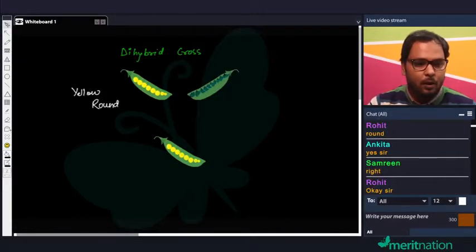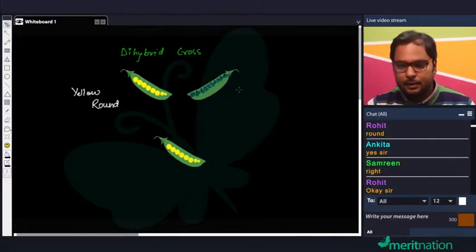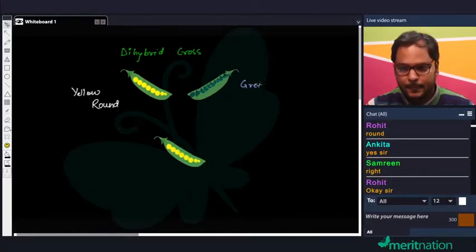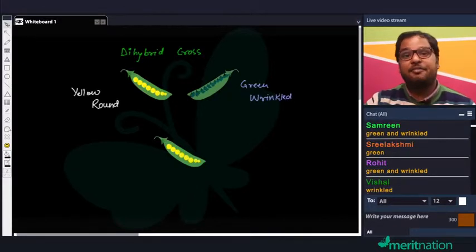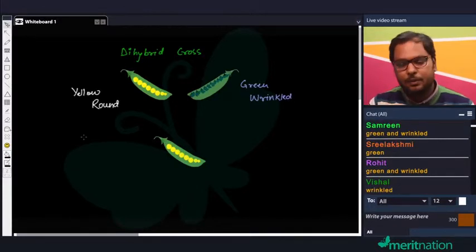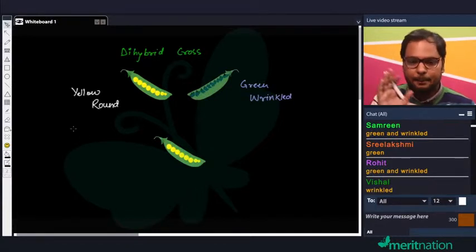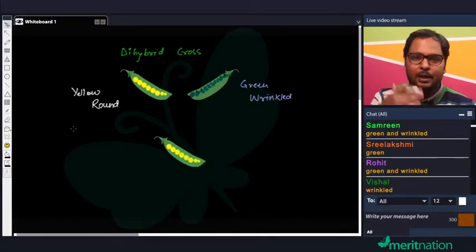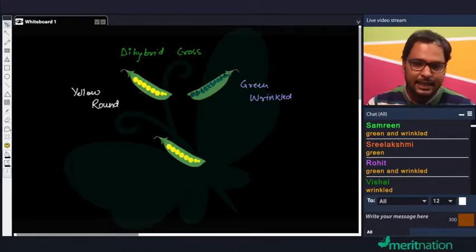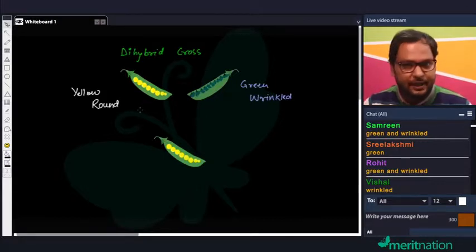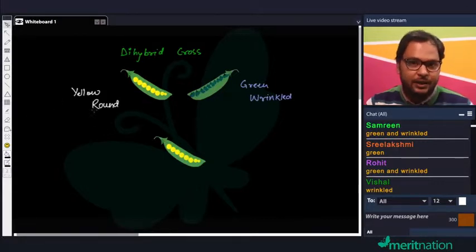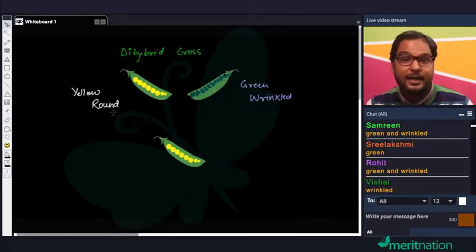Now, the seed of this other plant is green and wrinkled, not round but very much wrinkled. So this is the phenotype of this seed. There were two types of seed that Mendel noticed. He crossed these two different variants. These are the phenotypes: yellow and round, green and wrinkled.